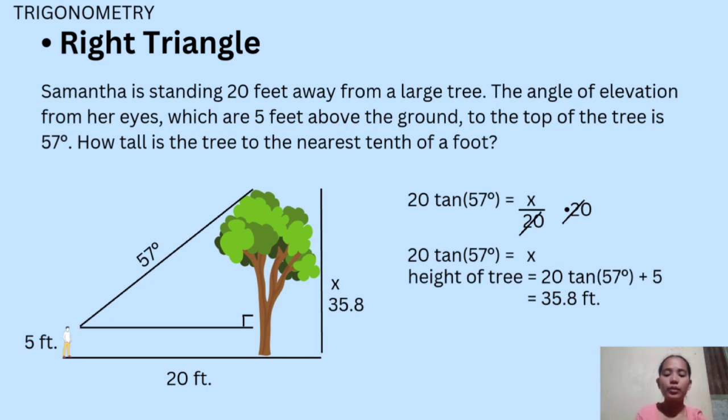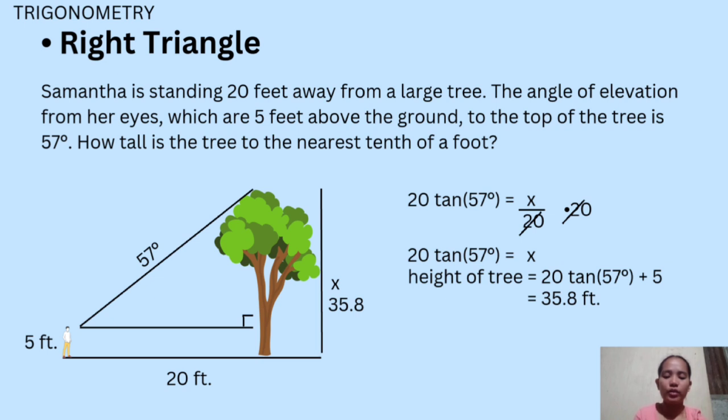If we look at the person who is 20 feet away from the tree, from her eyes to the top of the tree it is 57 degrees. Since we have to find the height of the tree, which is x, we need to use the tangent formula. Tan 57 degrees equals x over 20. We need to transfer the 20 to the left, so we multiply both sides by 20. 20 times tan 57 degrees, we just copy this. Then 20 divided by 20 is 1 times x is x.